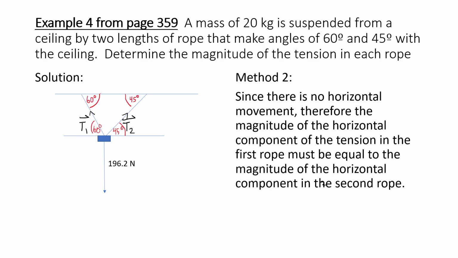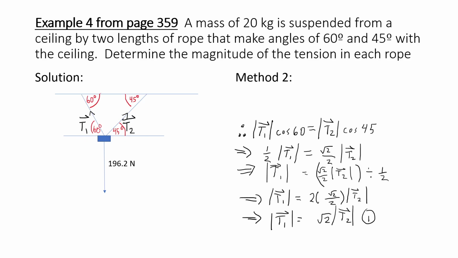So the first one, that first horizontal vector that I mentioned a minute ago, that will be the magnitude of T1 times the cos of 60. And this second one, that'll be the magnitude of T2 cos 45. So those two must be equal to each other.